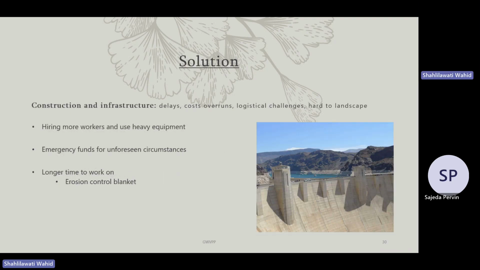And for the second problem, construction and infrastructure, as I said just now, there are delays, cost overruns, and logistical challenges. Because this place is in a mountain area and kind of rocky, it will be hard to landscape. So our proposed solution would be hiring more workers and using heavy equipment such as tractors and cranes. And for unforeseen circumstances, we would have emergency funds beforehand to prepare, and so we would have a longer time to work on it. And if worst comes to worst, we would have an erosion control blanket.